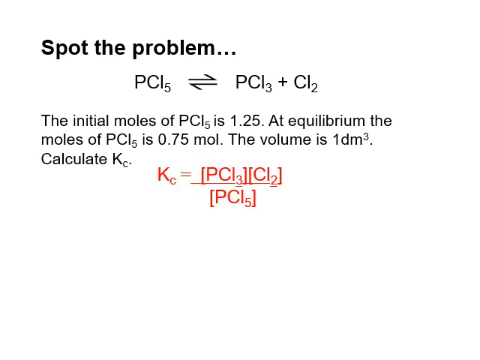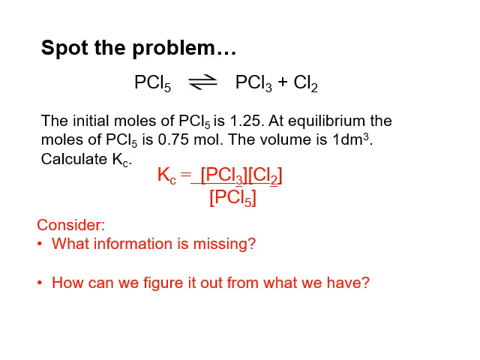Calculate Kc. So there's our Kc expression. So we need to know the concentrations of each of those species. So we know that at equilibrium, we've got 0.75 moles. We know the volume is 1, so we can just do 0.75 over 1, and that'll give us the concentration of PCl5.